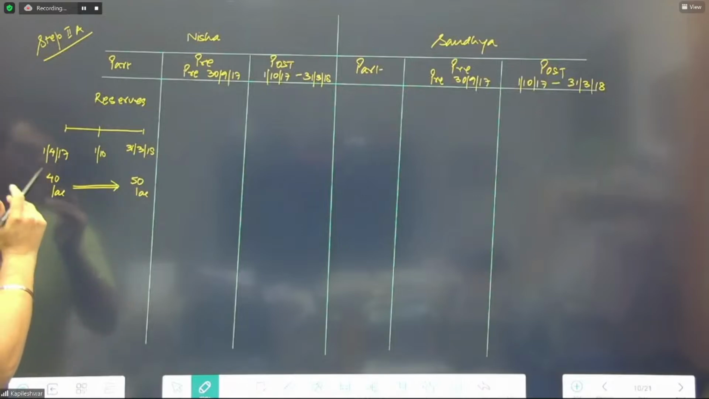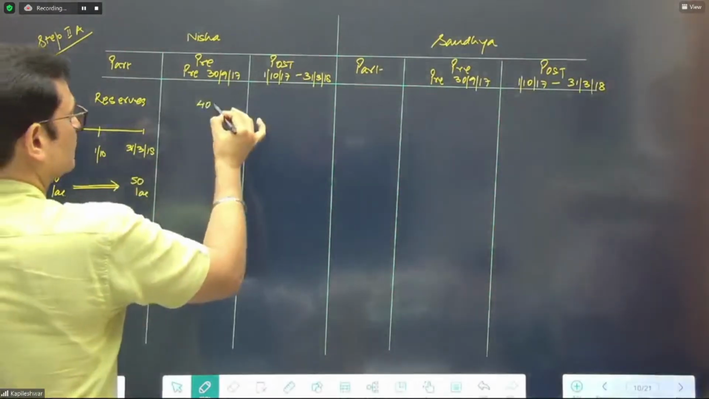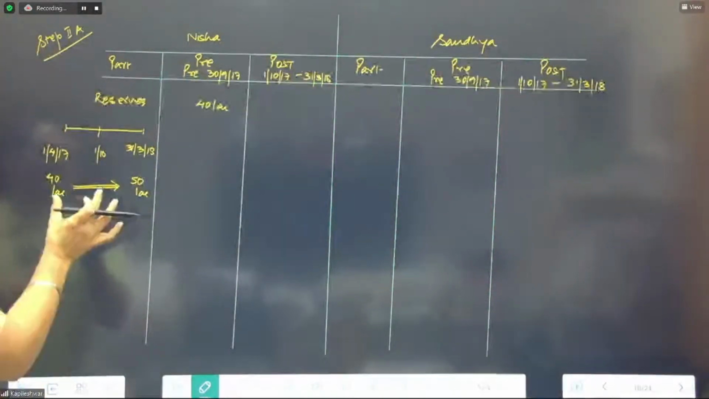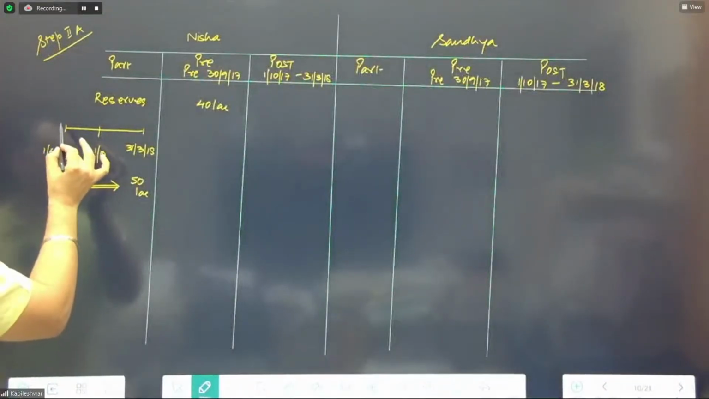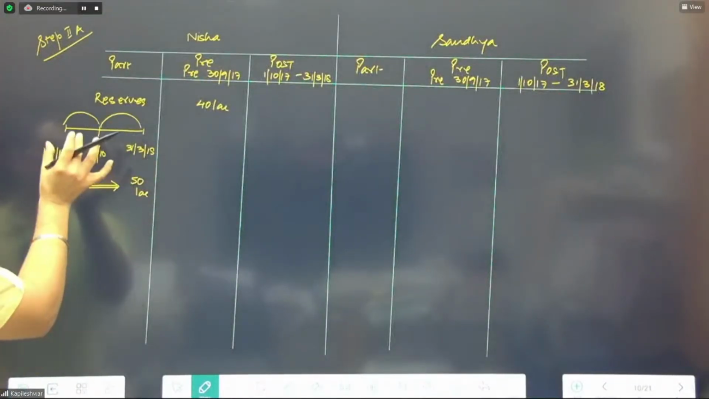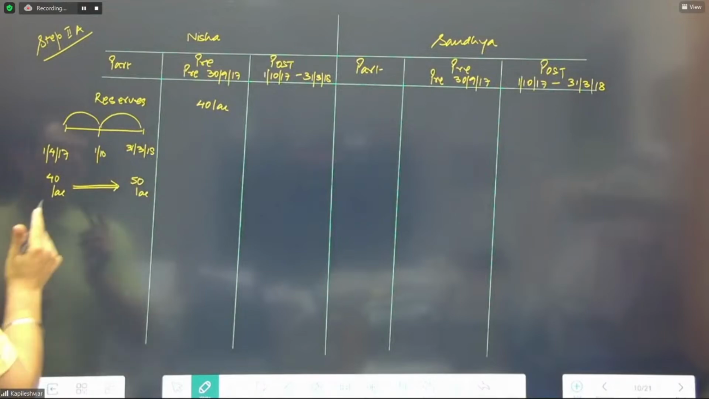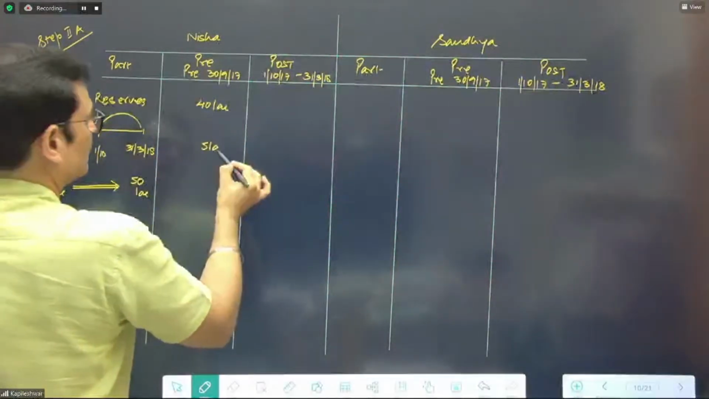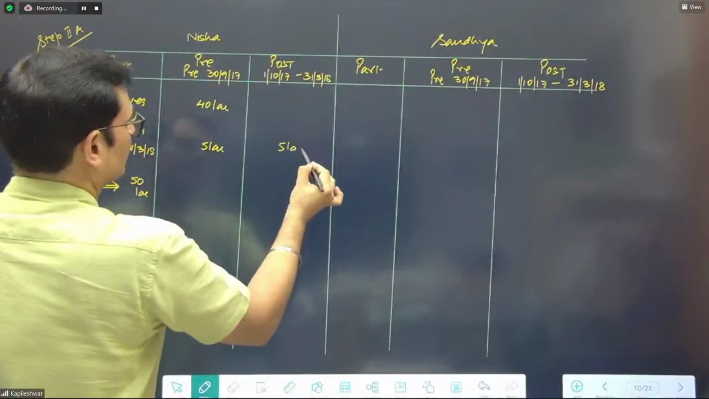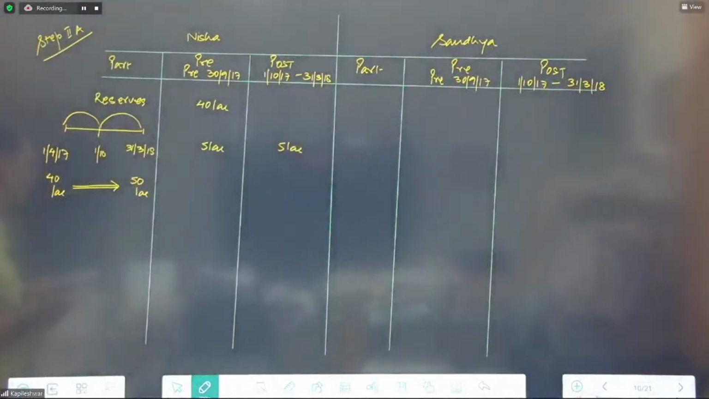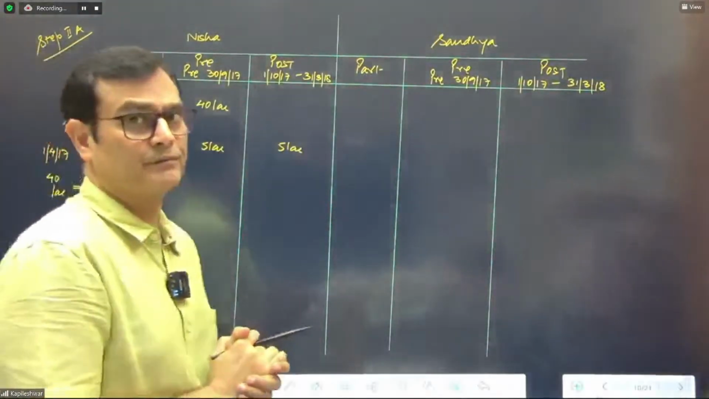So we can say 40 lakhs is supposed to be pre-acquisition. And we can say that this increase of 10 lakh will be in the time ratio. 6 months is pre and 6 months is post. So this can be divided in the time ratio. 10 lakhs can be divided in the ratio of 1:1. So that takes care of the analysis of reserve. Simple.